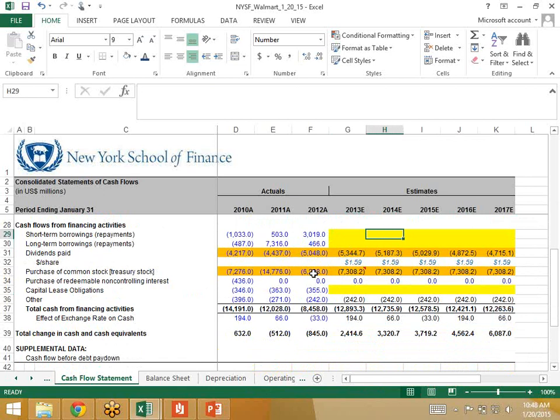So the next task we have to do is lay out the balance sheet and project the balance sheet. We're going to use this cash flow statement to project our balance sheet. So we'll learn that tomorrow.